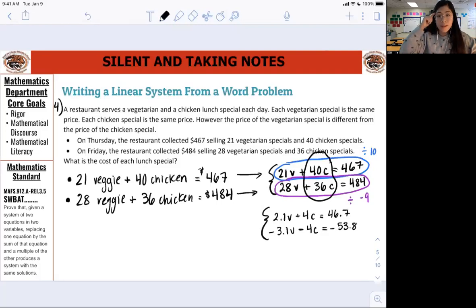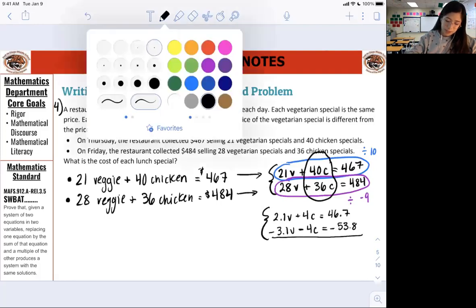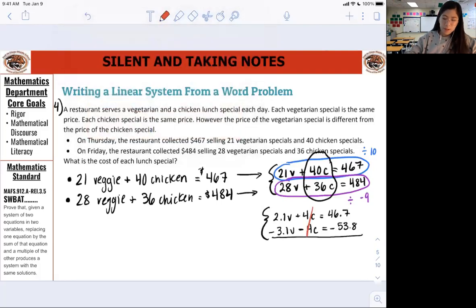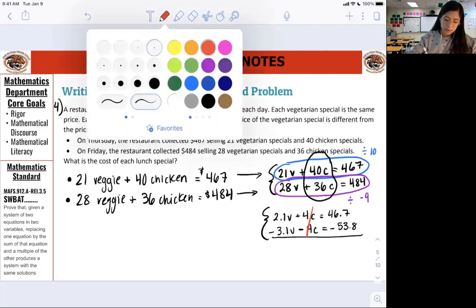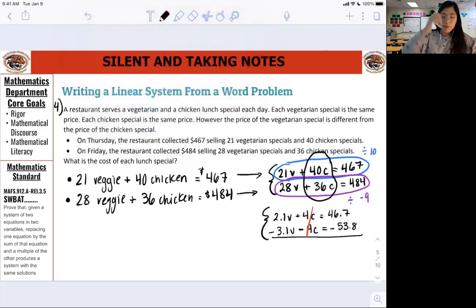See? So this was a little challenging because you had to divide instead of multiply. You could multiply. All right, I'm not saying that you can't multiply, but if you multiplied, you would end up with these really huge numbers that would probably make it a little bit more difficult. So by dividing, we end up with some slightly easier numbers to work with. The 4's cancel out. 2.1 minus 3.1.